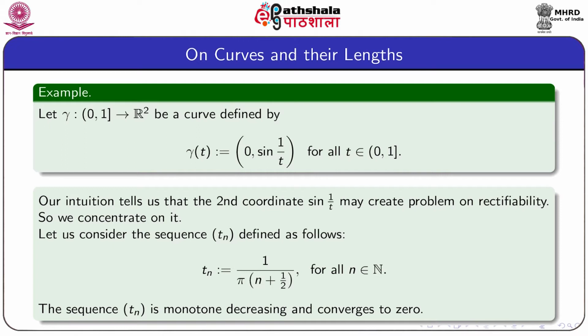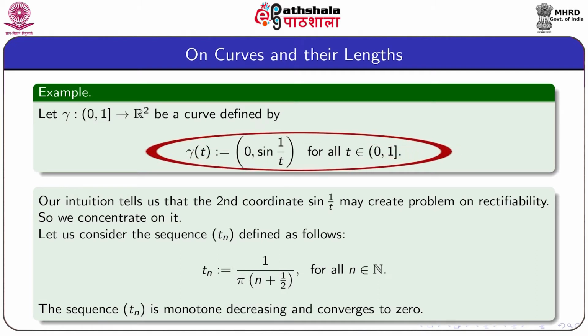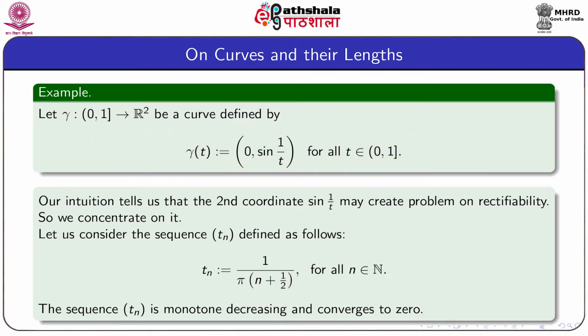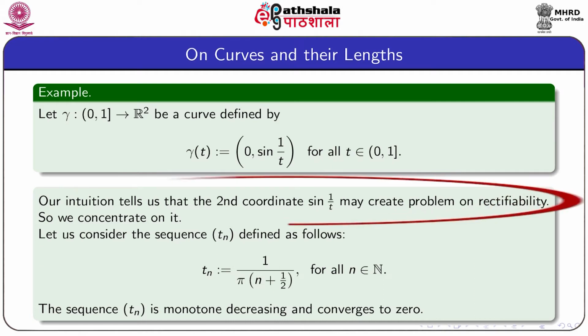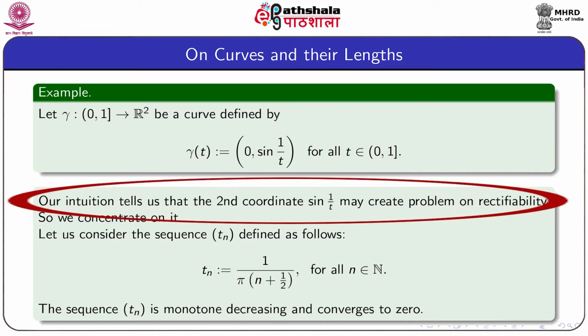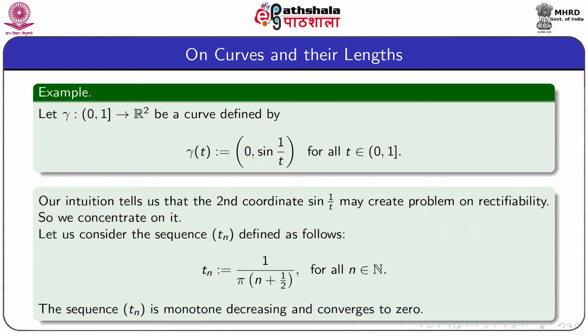Now one example showing a non-rectifiable curve. Let gamma from the interval (0, 1] to R^2 be a curve defined by gamma(t) equal to the ordered pair (0, sine 1 upon t) for every t belonging to the semi-open interval with left endpoint 0 and right endpoint 1, which is closed at the right side. Our intuition tells us that the second coordinate sine 1 by t may create problems on rectifiability. So let us concentrate on this.